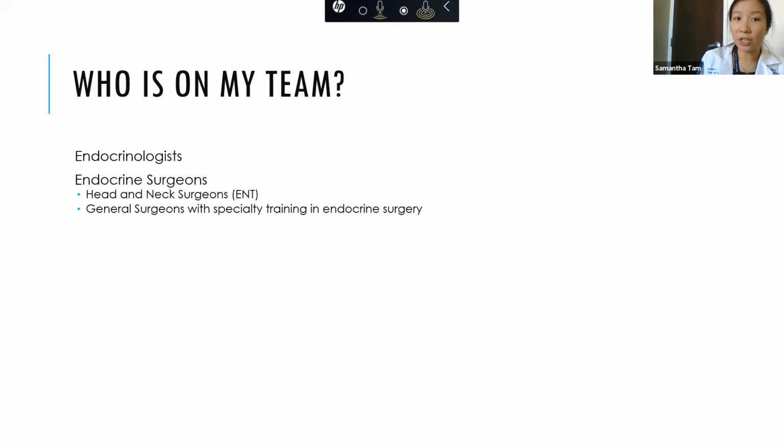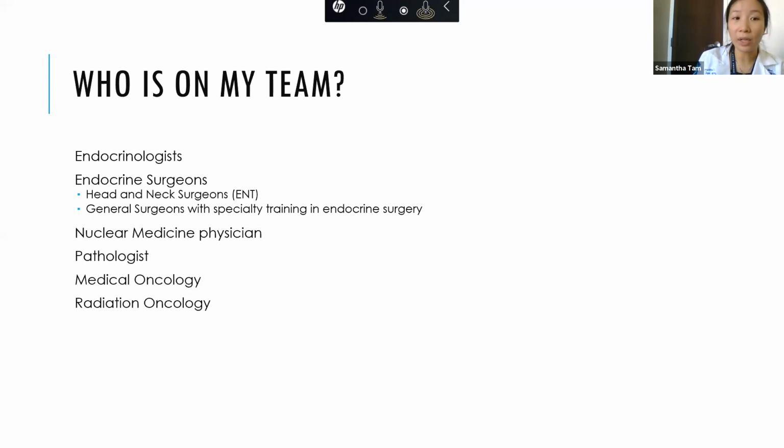And then, who's on your team? Oftentimes it's endocrinologists like Dr. Levy and endocrine surgeons like myself. That's either a head and neck surgeon, an ENT surgeon, or a general surgeon with special training in endocrinology. If, for example, you have a thyroid cancer, then we may have other physicians involved, like a nuclear medicine physician, who will be doing radioactive iodine, a pathologist who will be looking at the thyroid after it comes out, and medical oncology and radiation oncology, depending on whether you need any other treatments.